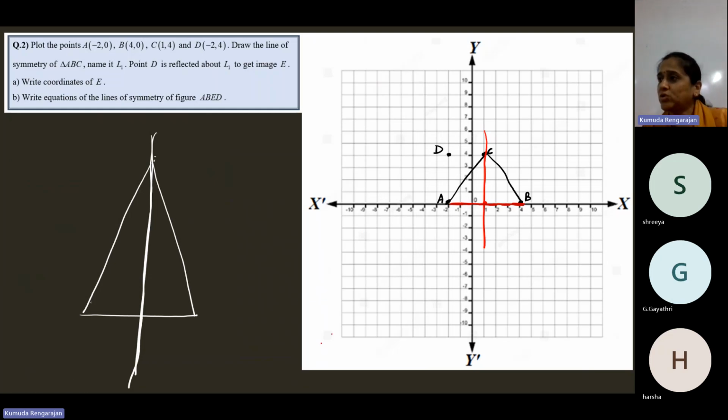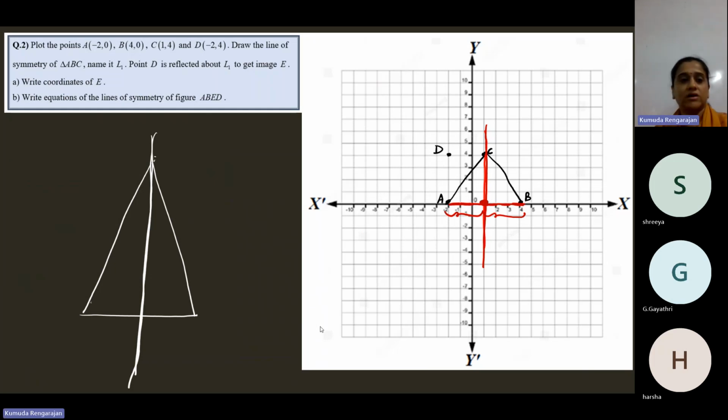So 6 by 2 is 3. So take 1, 2, and 3. So this one is 3. You have 3 squares here and 3 squares here. So this is the midpoint. Now, this is the line of symmetry of triangle ABC. When you fold the paper along the line of symmetry, the two parts will coincide.